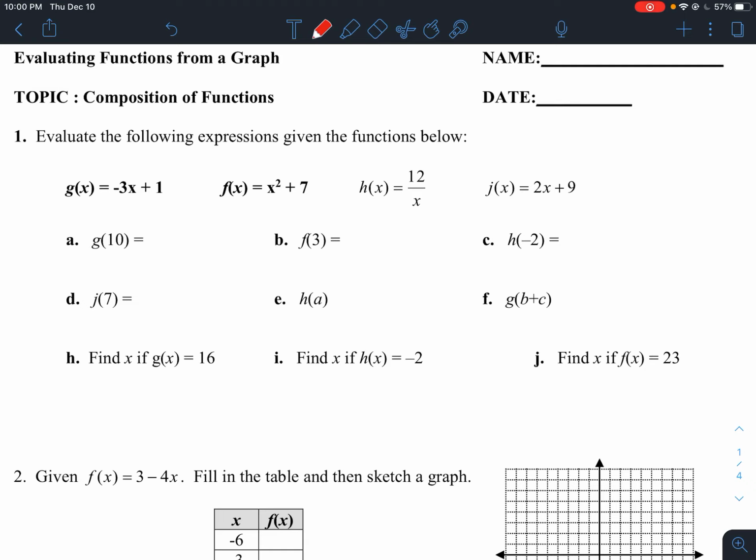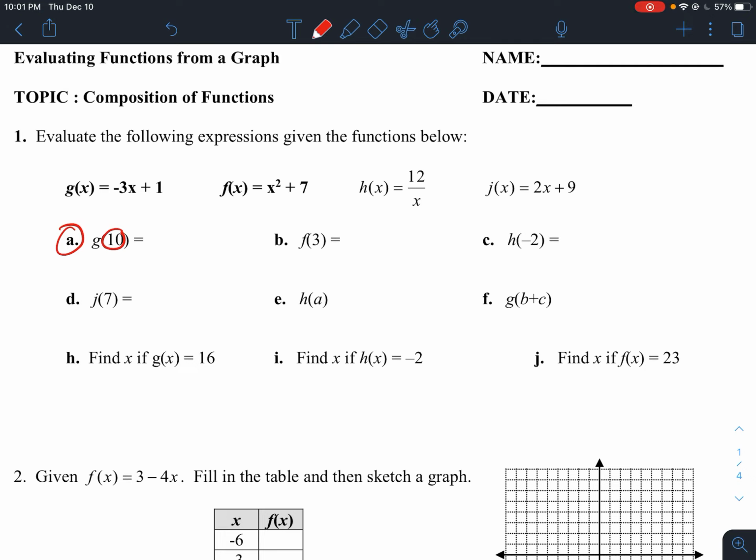So what does this mean? If we look at 1a here, it says g of 10. That's how you read that. When it's g parentheses 10, you would read that g of 10. And all this is telling you is to plug 10 into function g.